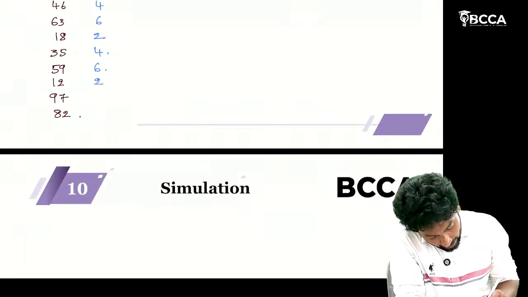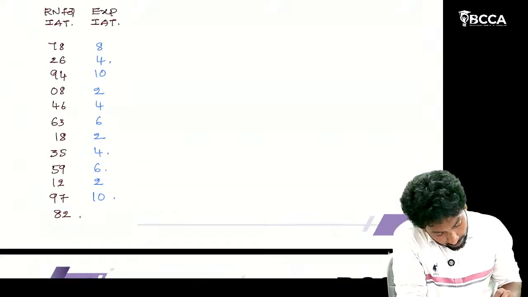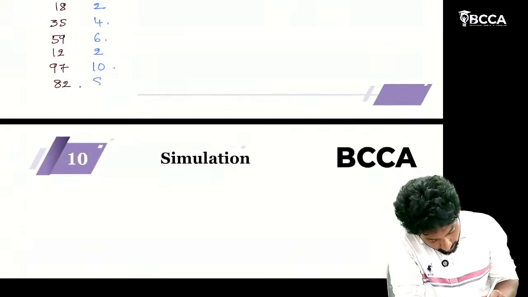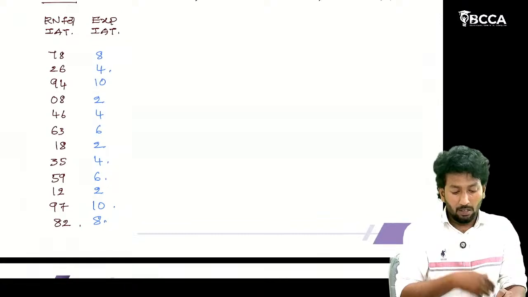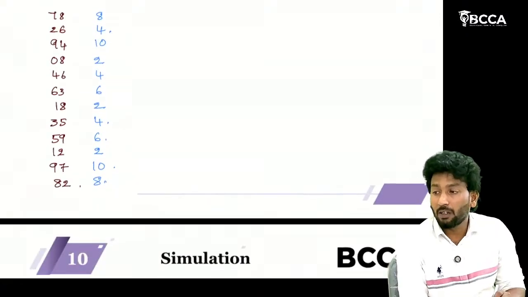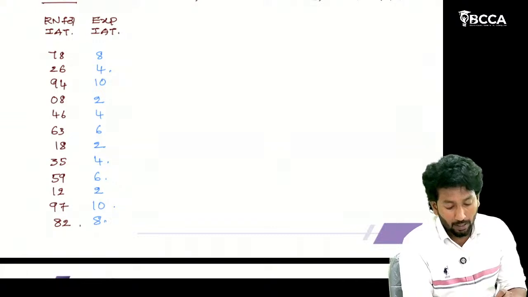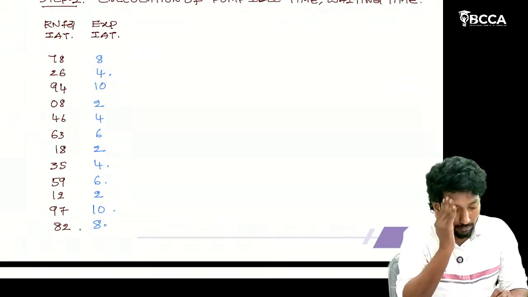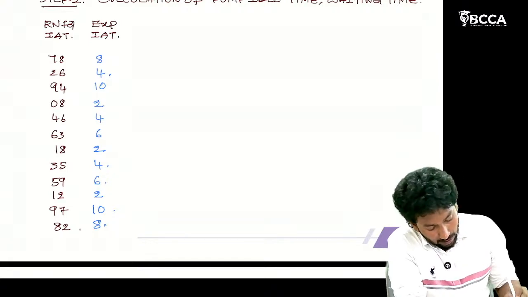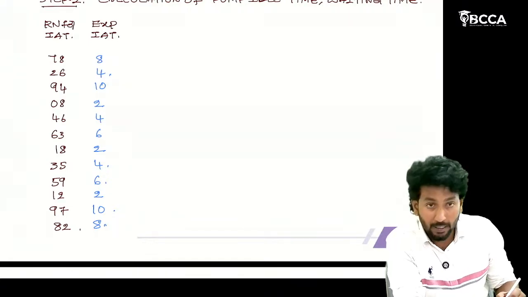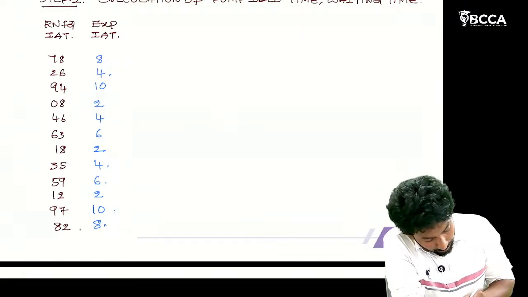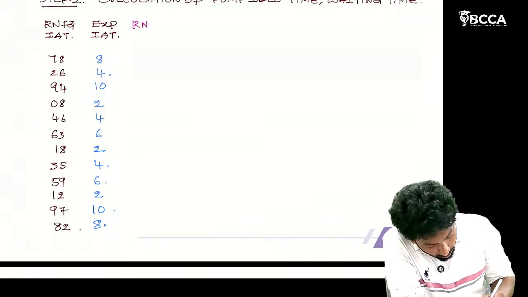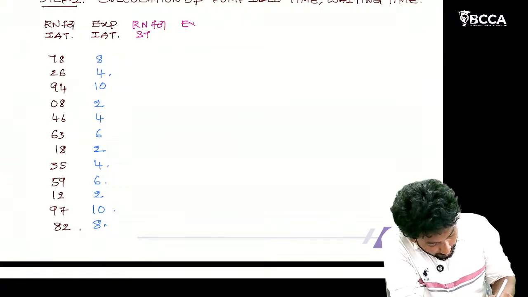For 97, it is 10. For 82, it is 8. Okay, so we have written the random numbers for inter arrival time and the expected inter arrival times also. Now let us write the random number for service time and expected service time also directly.